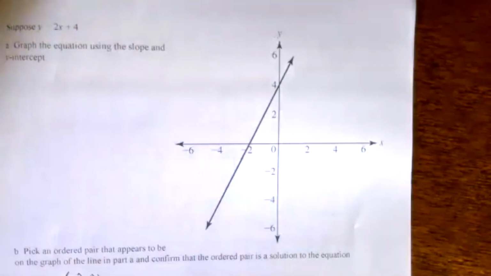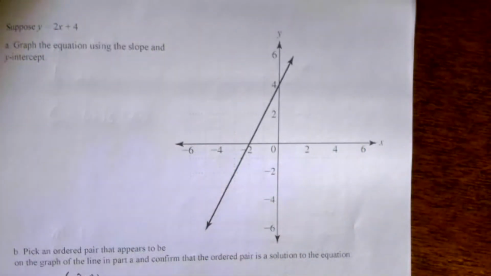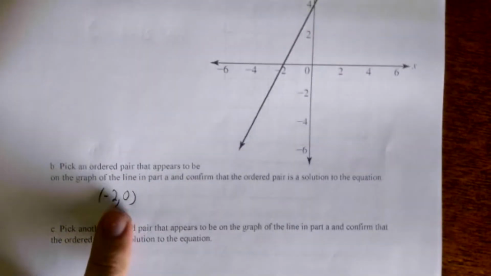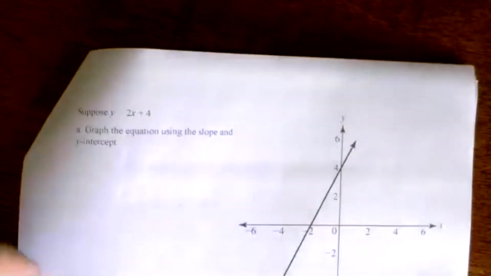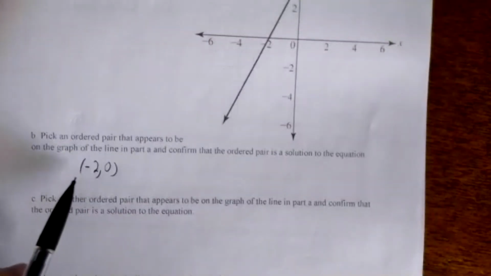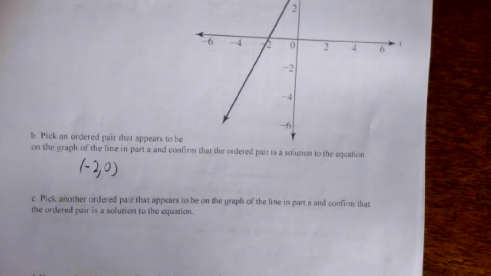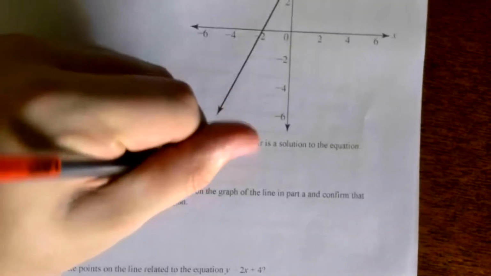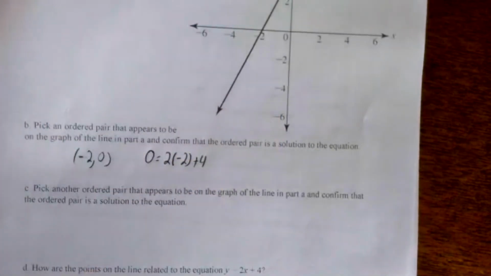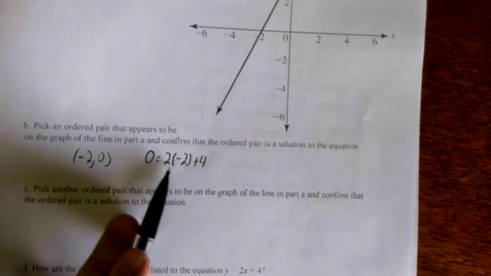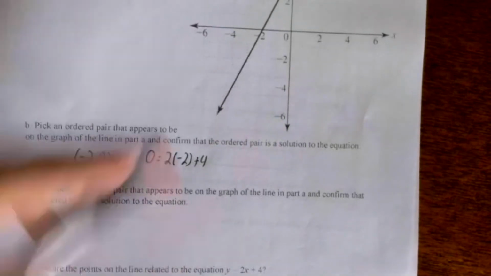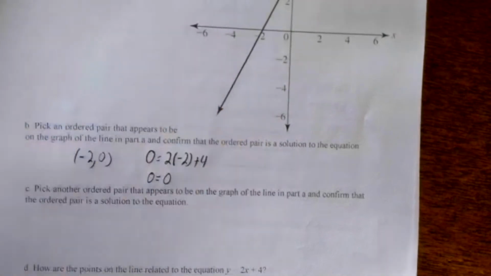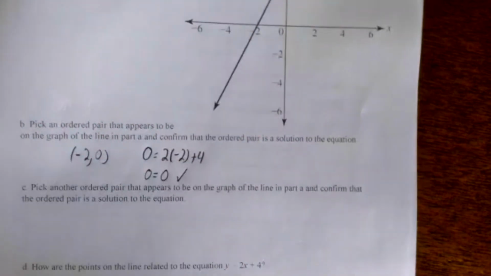And then it says, confirm that the ordered pair is a solution to the equation, right? So what we're going to do is plug those two values into this equation up here. So I know that my x value is negative 2 and my y value is 0. So I'm going to say 0 equals 2 multiplied by negative 2 plus 4. So we have 2 times negative 2, which is negative 4. Negative 4 plus 4 is 0. So we get 0 equals 0. Okay, so that's a true statement, right? So that makes sense.